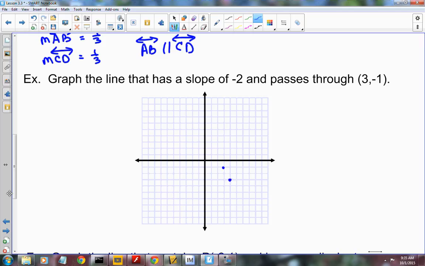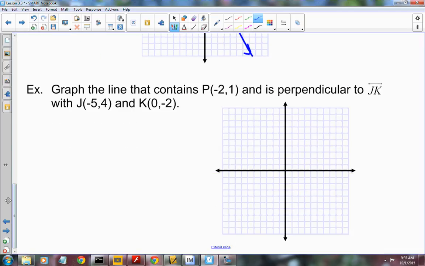Could I go up 2 and to the left 1? I could do that too, couldn't I? Go up 2 and to the left 1, or down 2 and to the right 1. And so there's my line, as long as I go negative in one direction. Mine kind of jags a little bit. It should be one straight line, but it's hard to draw in here. Okay, any questions on that? That's super easy. Now let's get a little bit more difficult.